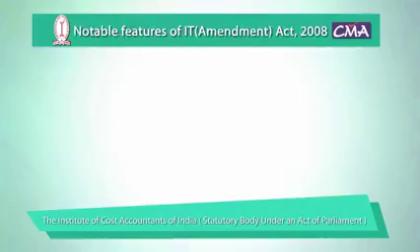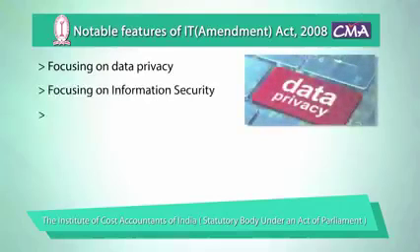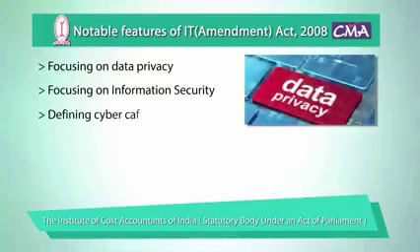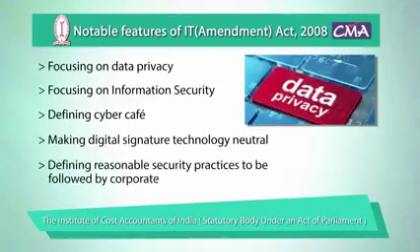Now, friends, we will discuss the notable features of the Information Technology Amendment Act 2008. What are its notable features? First, focusing on the data privacy, focusing on the information security, defining the cyber cafe, making digital signature technology neutral, and defining reasonable security practices that are to be followed by the corporates. So the main points here are the data privacy, information security, defining the cyber cafe, making the digital signature technology neutral, and the security practices to be followed by the corporates.